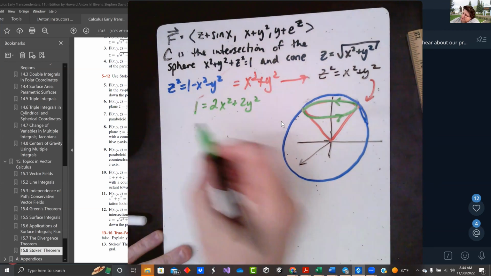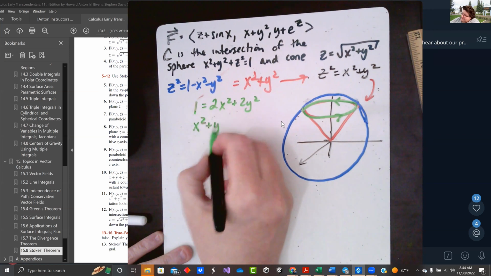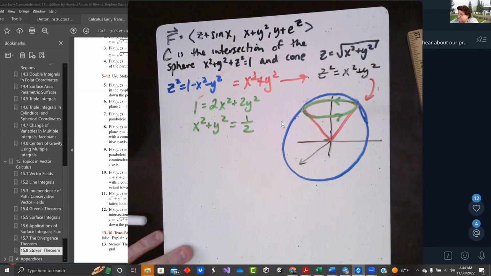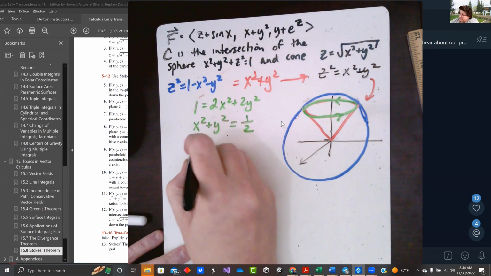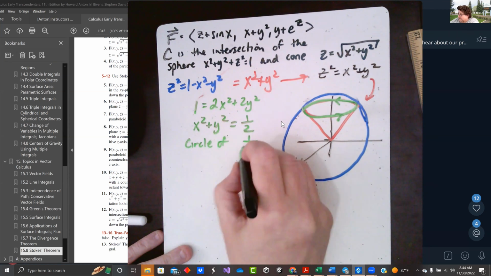They have the same coefficient, so if I divide by 2, I've got x squared plus y squared equals 1/2, which is a circle of radius 1/√2.